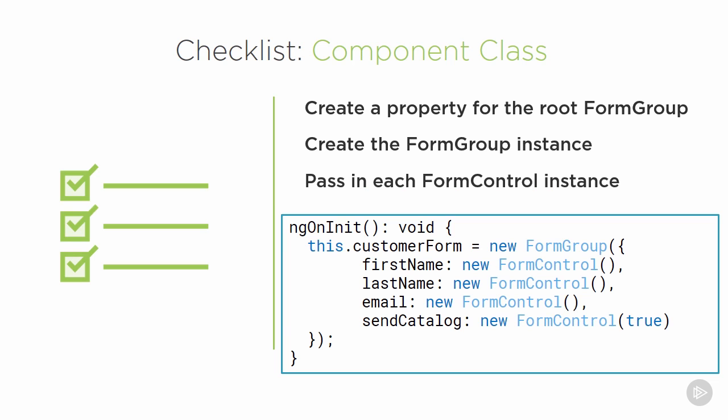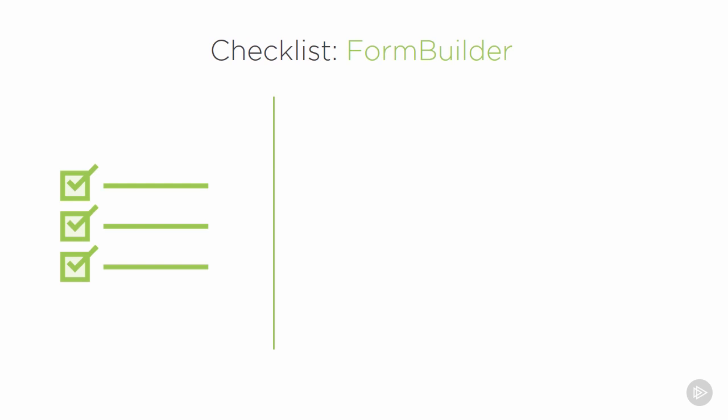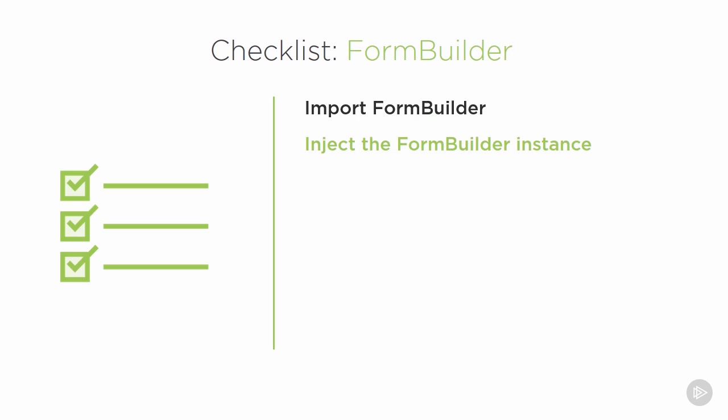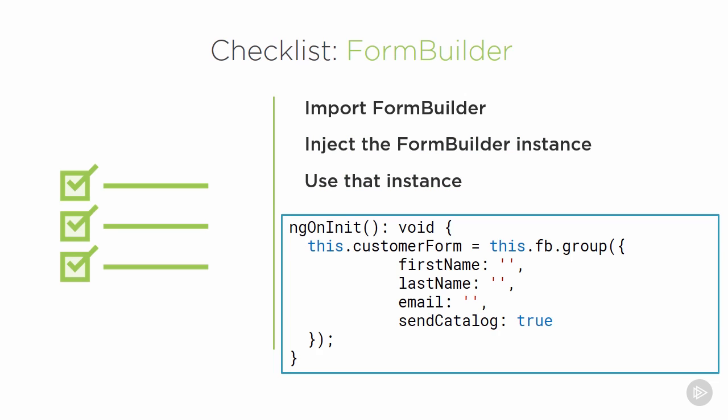But we can simplify this code using the form builder. To use the form builder, we import it using an import statement. We inject the form builder instance into the class constructor, and we use that instance like this. The group method returns an initialized root form group instance with all of its associated form controls.